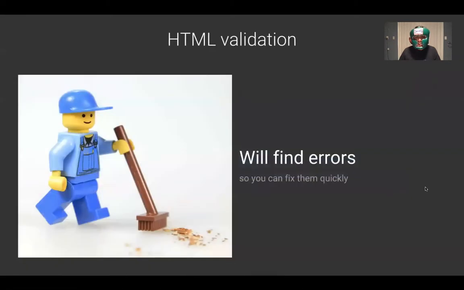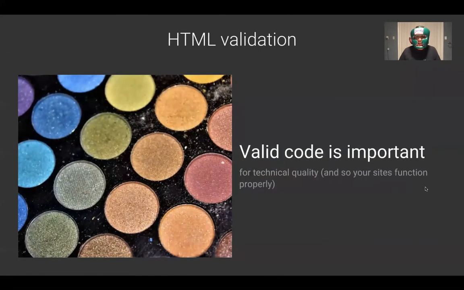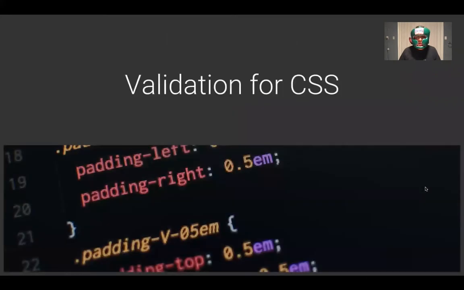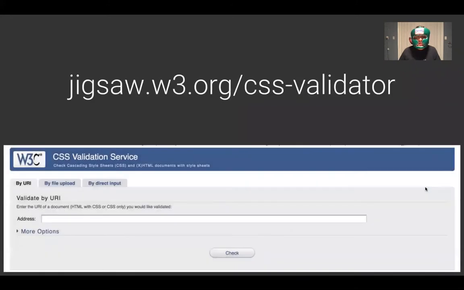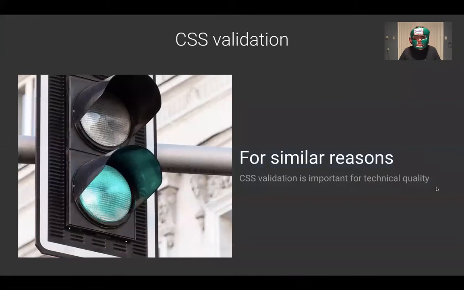With HTML validation, you can find errors so you can fix them quickly. And valid code is important for technical quality, and so your sites function properly. You can also do validation for CSS. And we go to jigsaw.w3.org/CSS-validator for that. And for similar reasons, we want to validate our CSS for technical quality.